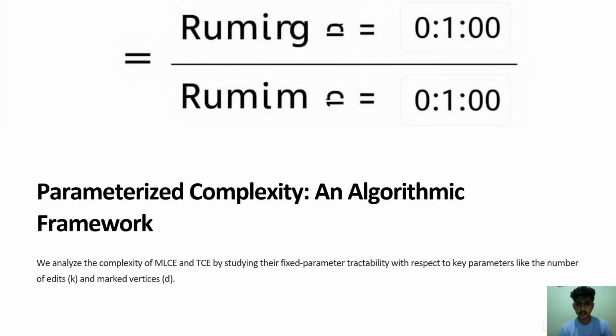Parameterized complexity, an algorithmic framework. We analyze the complexity of MLCE and TCE by studying their fixed-parameter tractability with respect to the key parameters, like the number of edits and marked vertices, and these are represented by k and d.